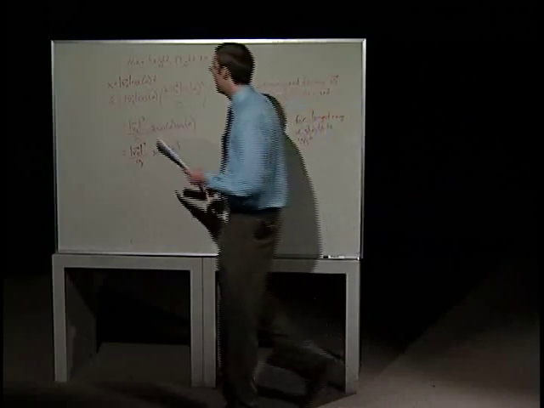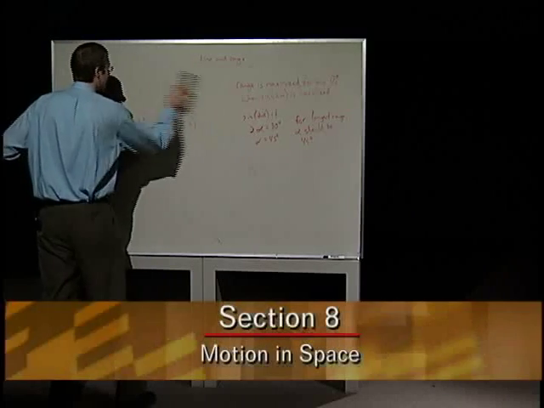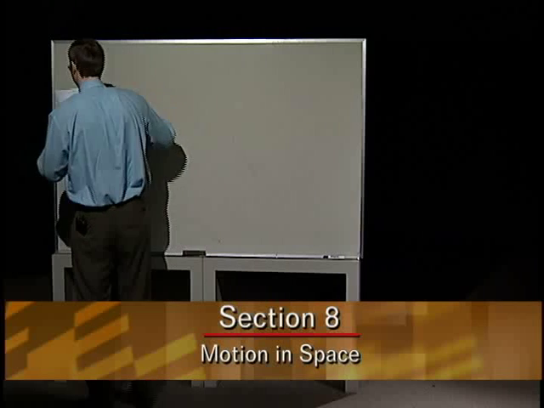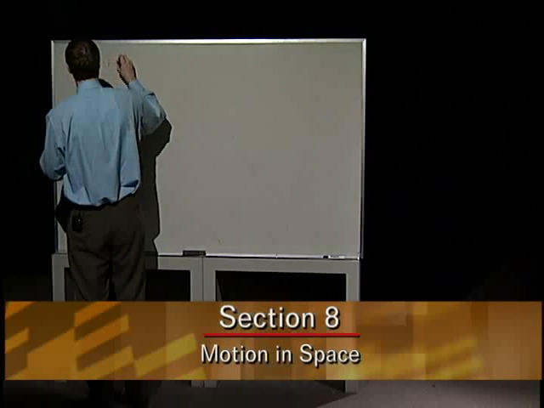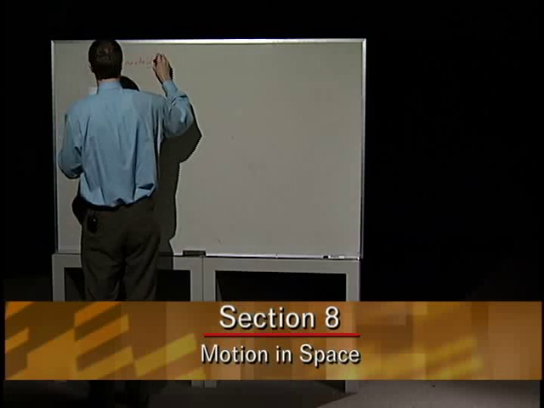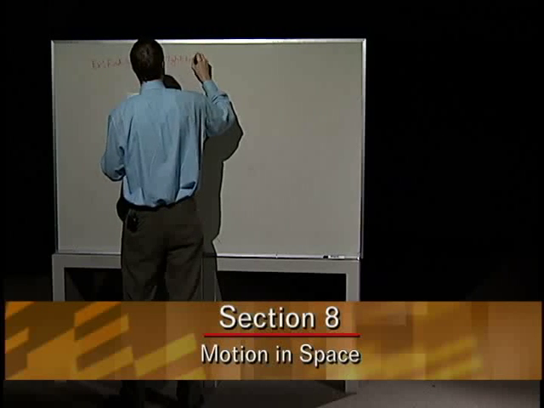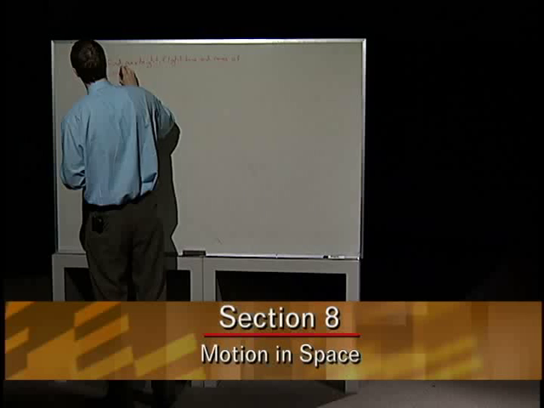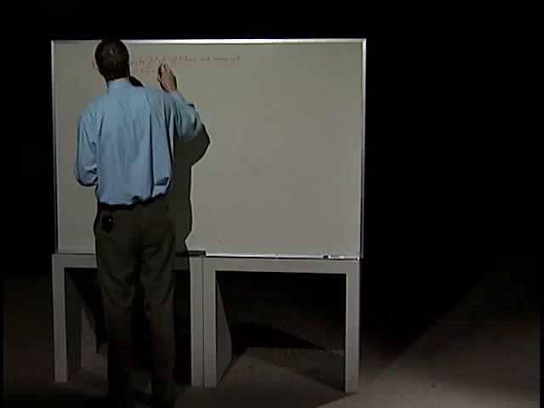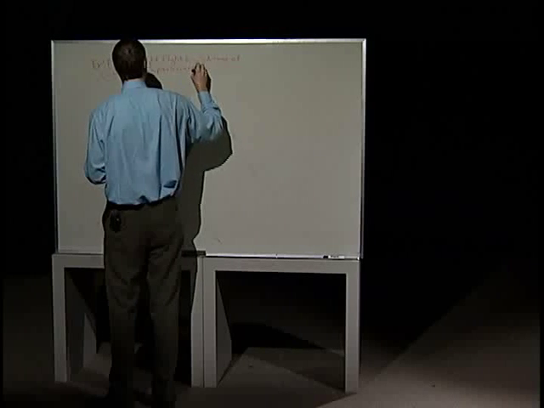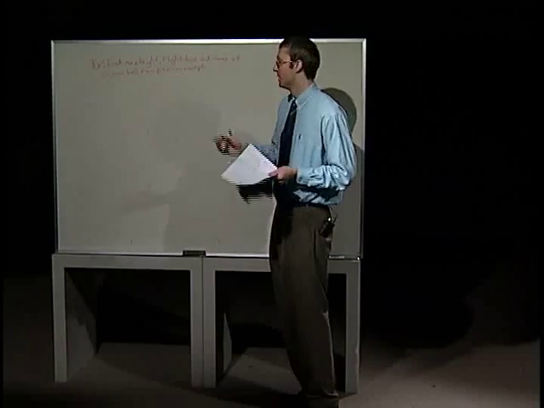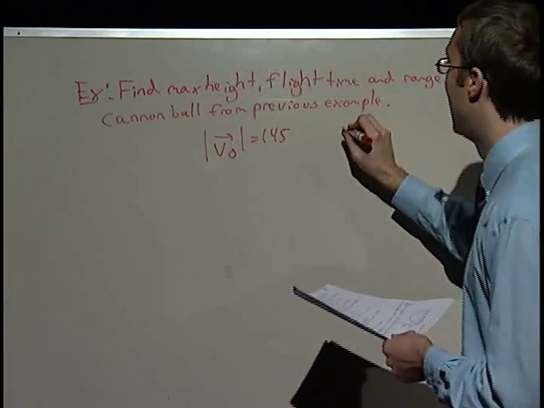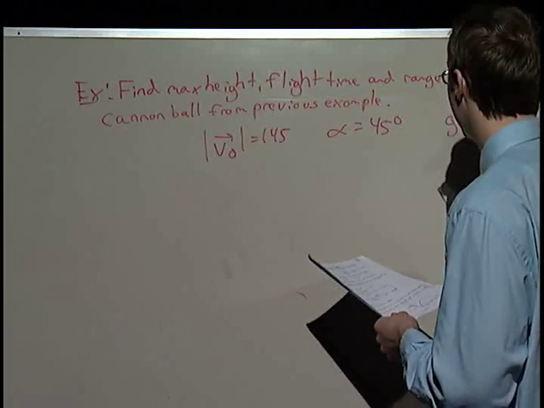Okay, so let's do an example of this stuff now. Let's find all these things for a certain projectile. Let's find max height, flight time, and range of the cannonball from the previous example. Remember that we're using the same numbers as before. Our cannonball was fired at initial speed 145 meters per second. Our alpha was 45 degrees. That's nice. And our g is 9.8.